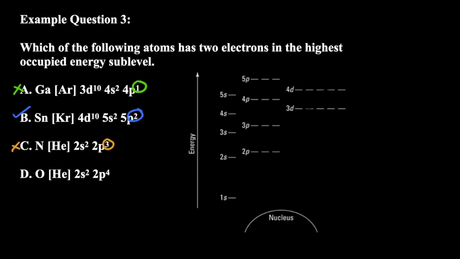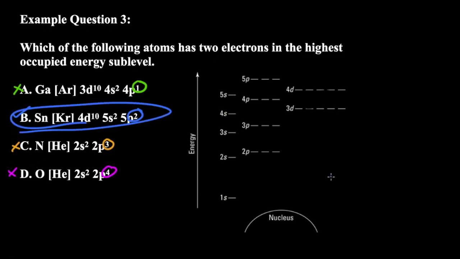Then we can go to this oxygen over here, and we got 2s2, 2p4, so we have the s here, and then the p here, and the p again is going to have a higher energy level, and so we have 4 electrons, and we're looking for 2. So this will not be it. So the answer will be right in here.